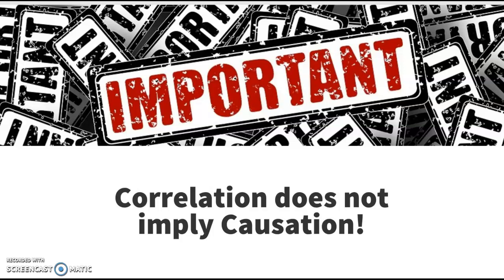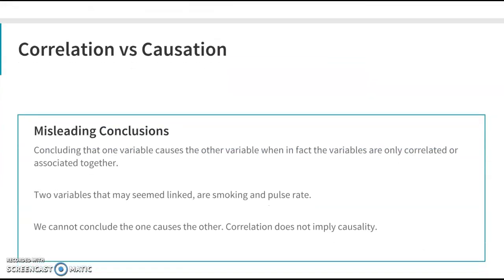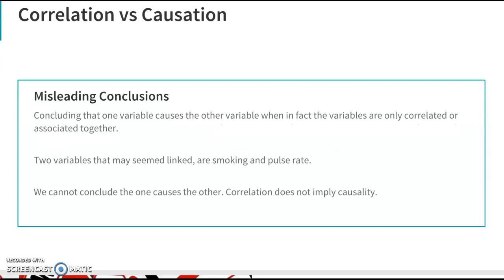Okay. Super important thing in statistics: correlation does not imply causation. Okay? That means concluding that one variable causes another variable when in fact the variables are only correlated or associated together. Okay, so two variables that may seem linked, smoking and pulse rate. I cannot say that smoking causes your pulse rate to go up or down. I can only say that they're correlated. Increased smoking causes increased pulse rate, or increased smoking causes decreased pulse rate. Okay.